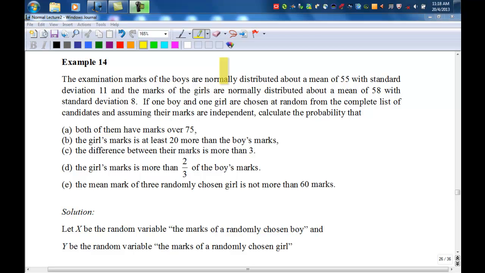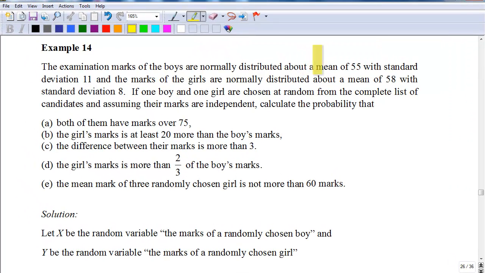Now example 14 looks at the exam marks of boys and girls. They say that the exam marks of boys are normally distributed with a mean of 55 and a standard deviation of 11. And the marks of girls are normally distributed again with a mean of 58 and standard deviation 8.